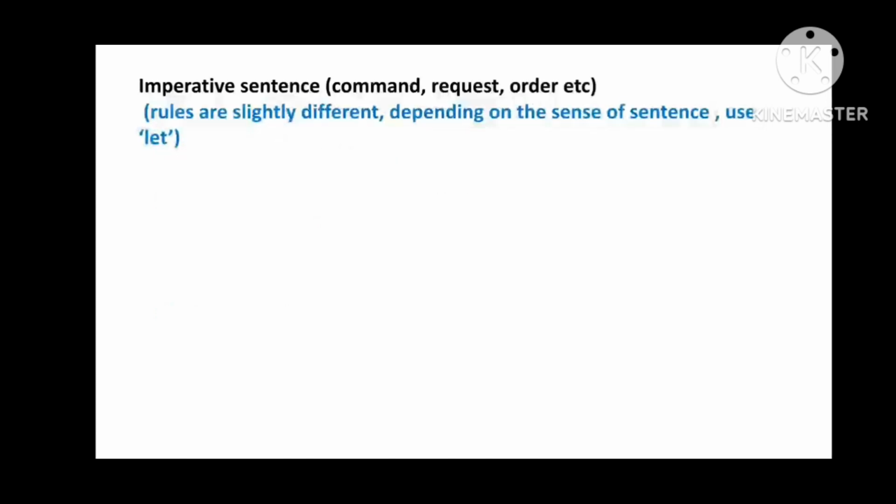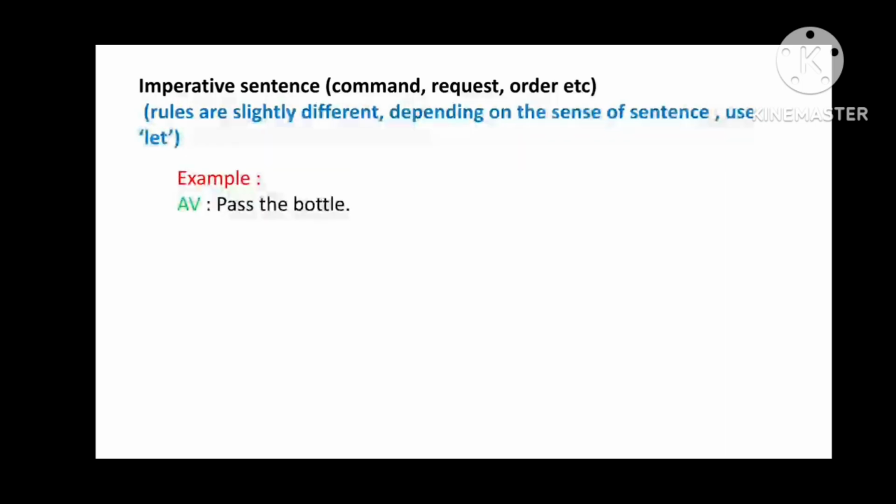Another case is that of imperative sentences. Imperative sentences are those sentences in which we give command, we request, or we give order. That means we tell somebody to do something. Rules are slightly different depending on the sense of sentences in case of imperative sentences, and you have to understand it very keenly. It is very important. We generally use let in imperative sentences.